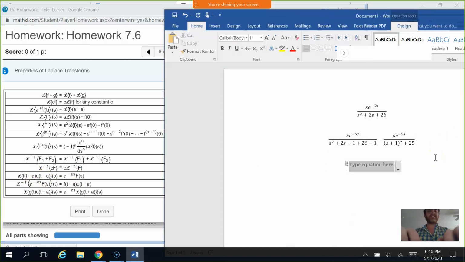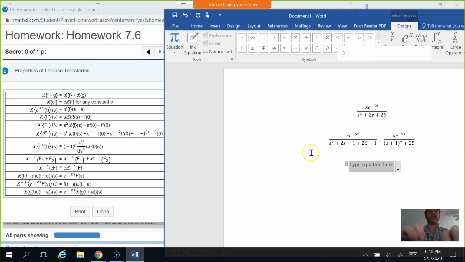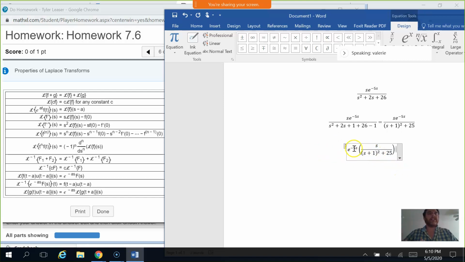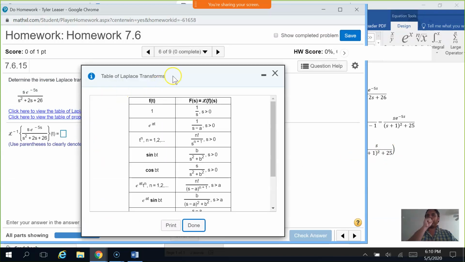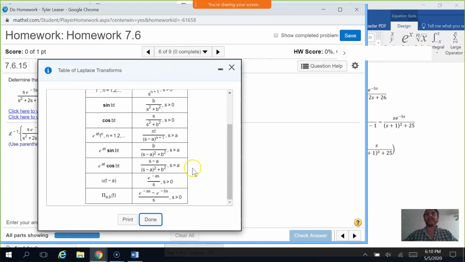Just to simplify it down, because I know that looks ugly, we're going to pull out that e to the negative 5s, and then we're going to be left with s over s plus 1 squared plus 25. And now we've broken it down to be an e to the as thing. And then this one now matches, I think it's cosine, looking back at the other table.